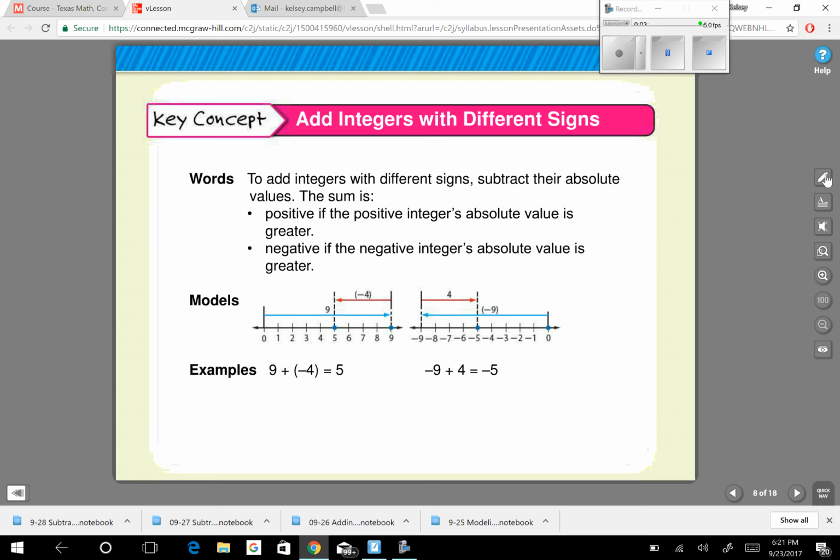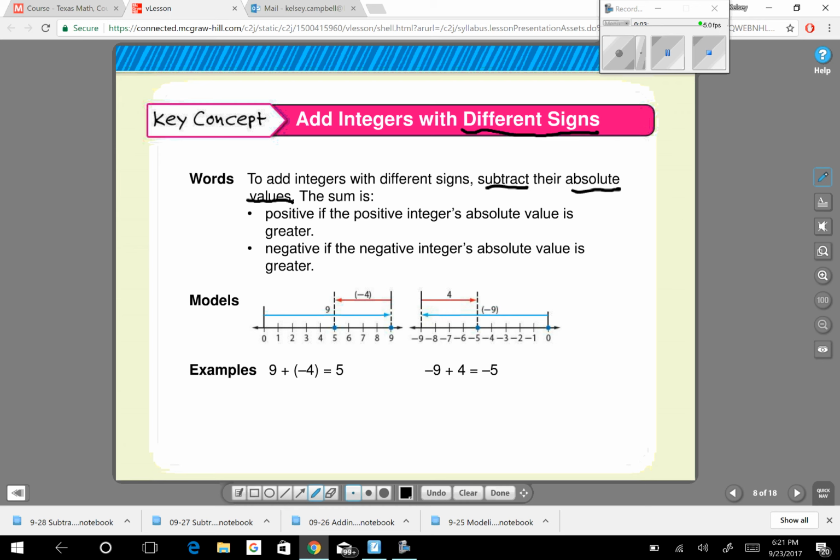Now, when you're going to add integers with different signs, you're going to subtract their absolute values. And then the rule for the sign in the answer is that it's positive if the positive integer's absolute value is greater, or negative if the negative integer's absolute value is greater.